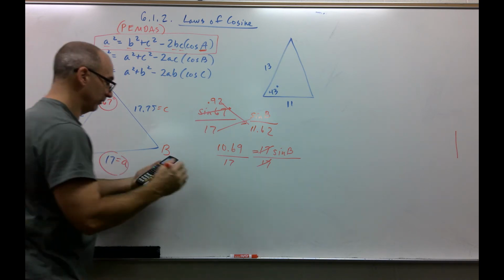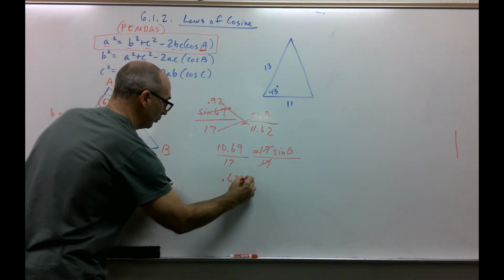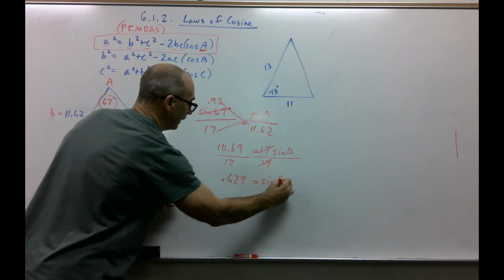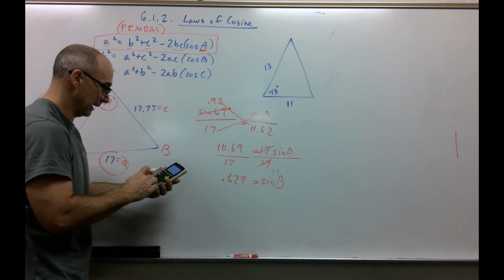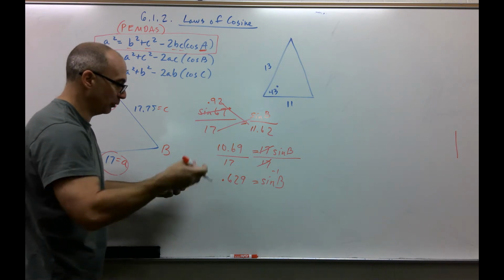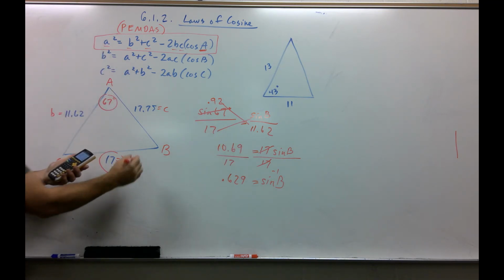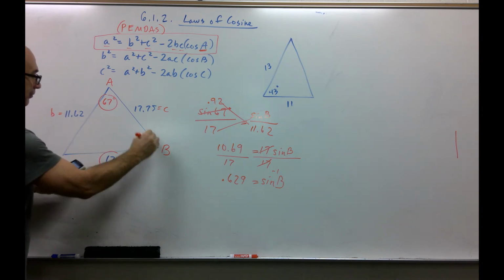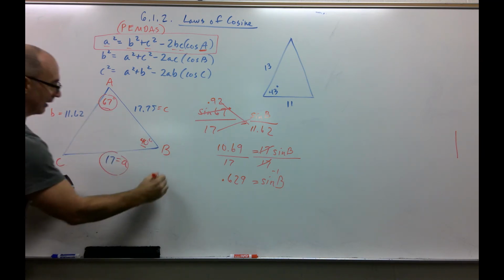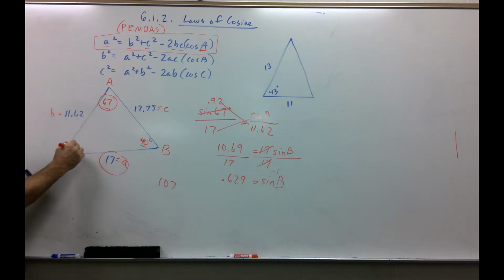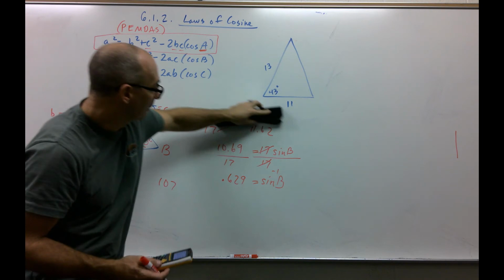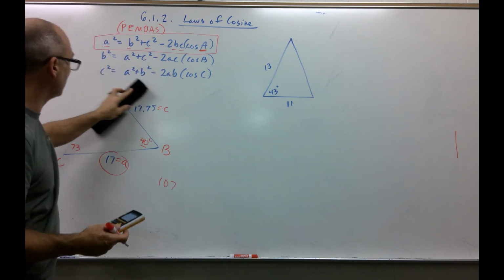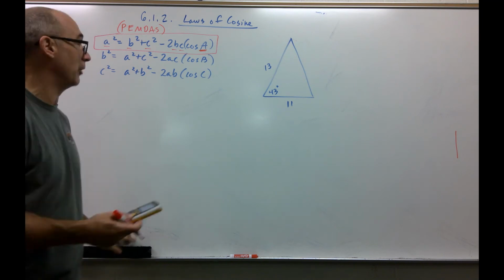And I get 0.629 equals sine of B. So again, I've got to take the inverse sine, so second sine, 0.629. Calculator spits out 38.97. Let's go ahead and say that's 40. Well, 40 and 67 is 107. That means this has to be 73 in order for it to add up to 180. We just solved the triangle. Okay. So you can see the formula is intimidating because there's so much, but it really boils down pretty simply.